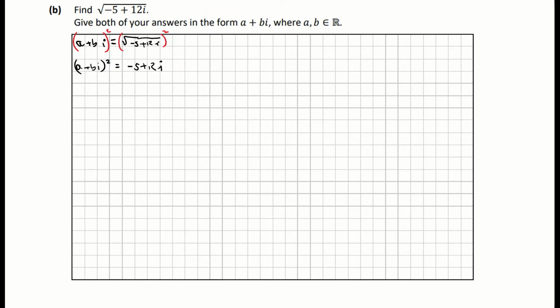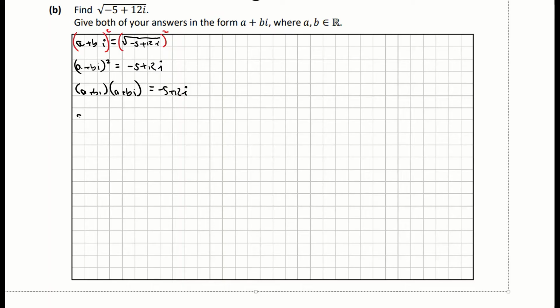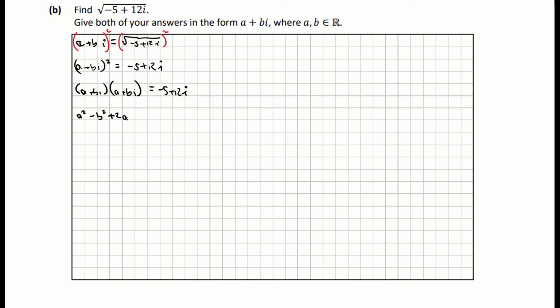Now I'm going to multiply out that square on the left hand side. So it's a plus bi times a plus bi, equal to -5 plus 12i. When I multiply out my two brackets on the left, I get a squared minus b squared plus 2abi equals -5 plus 12i. Now just watch when you're multiplying out those two brackets that you will get plus b i squared, and the i squared will turn into -1, so that's where the minus b squared will come from.